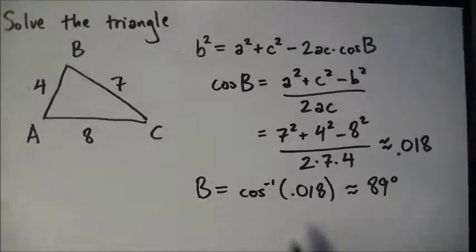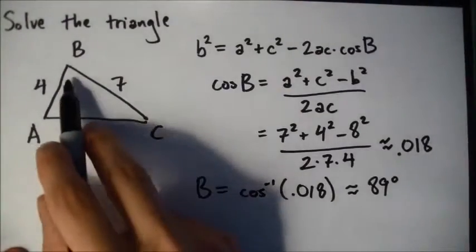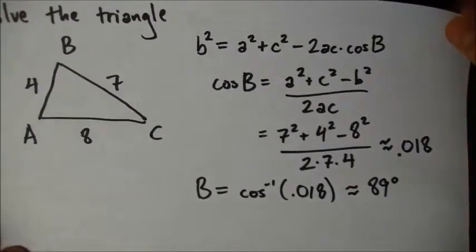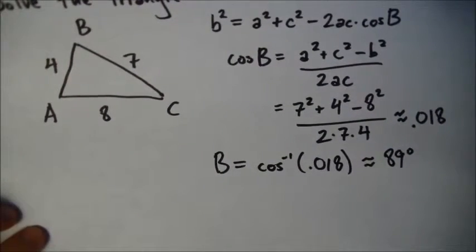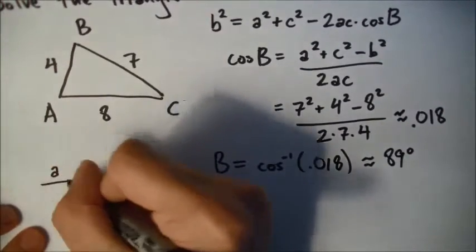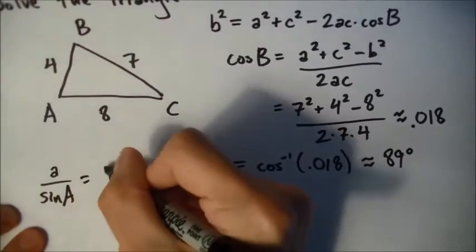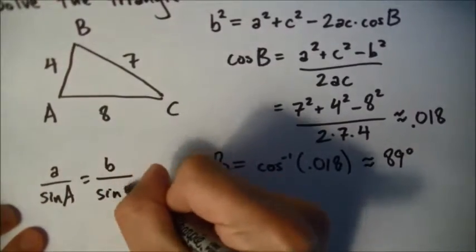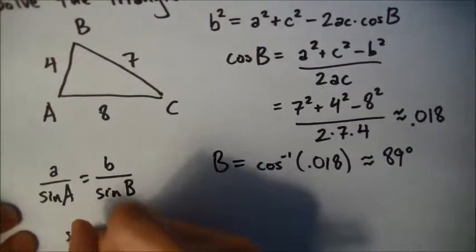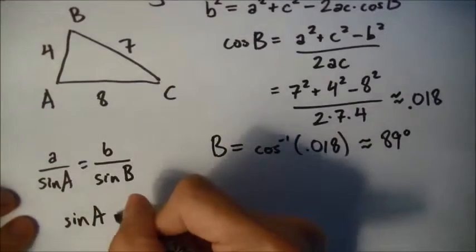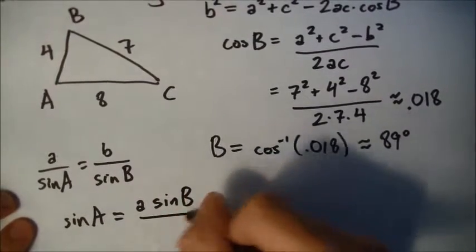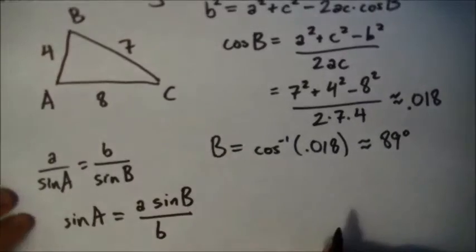Now here is another example. So now we found B. Now we have an angle and its opposite side, so we can now proceed using the law of sines to find the other angles. So in particular, let's find angle A now. So the law of sines says that a over sine A is equal to b over sine B. Rearranging this and solving for sine A, we find that sine A is equal to a sine of B over b.